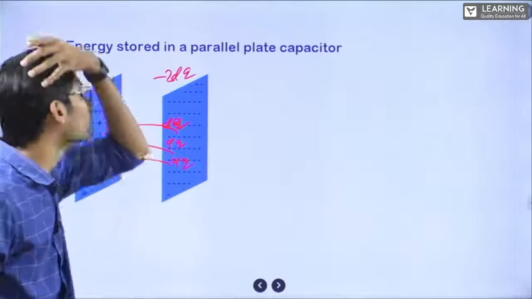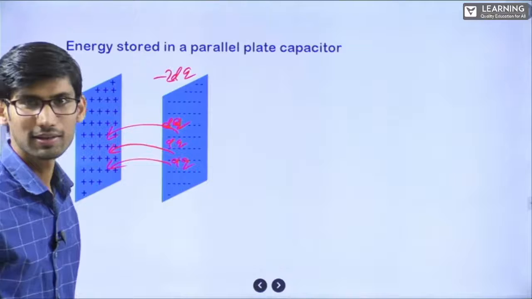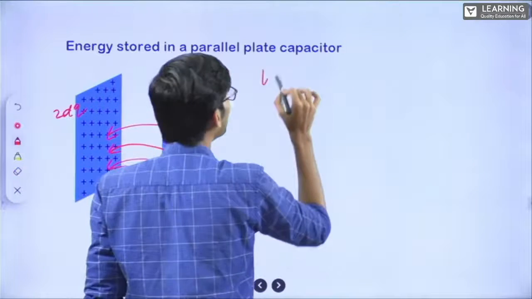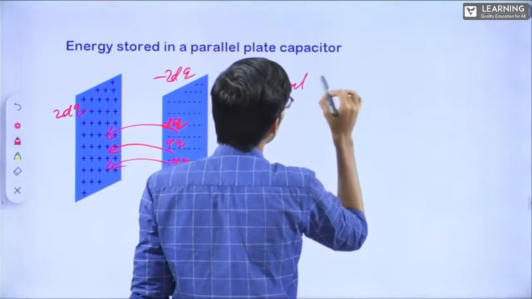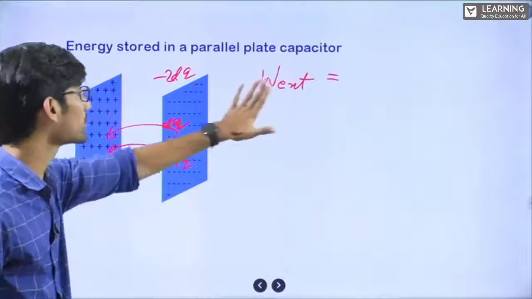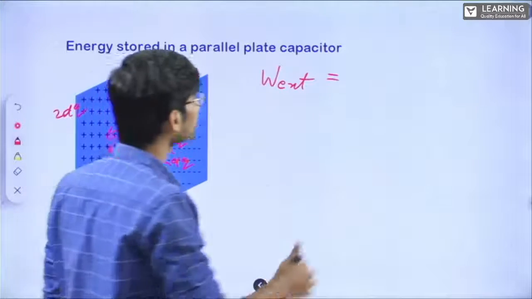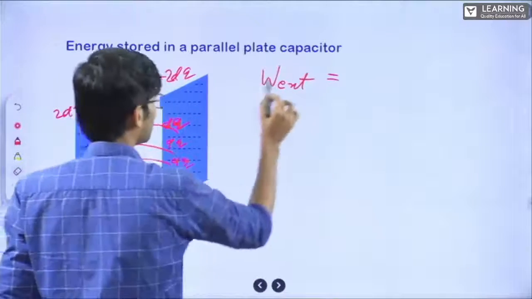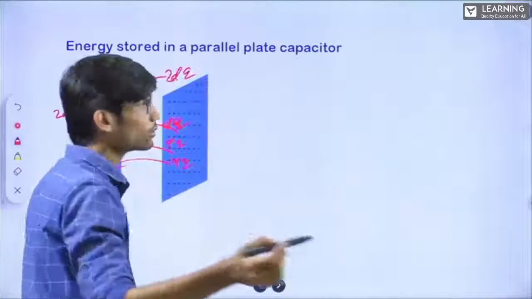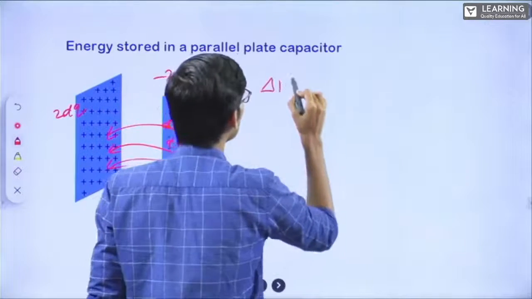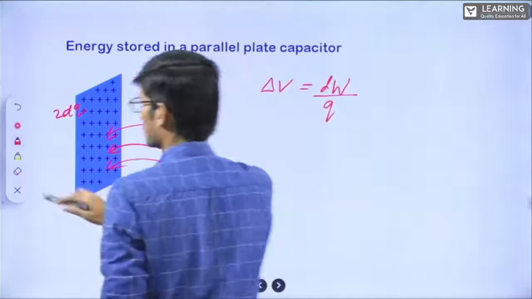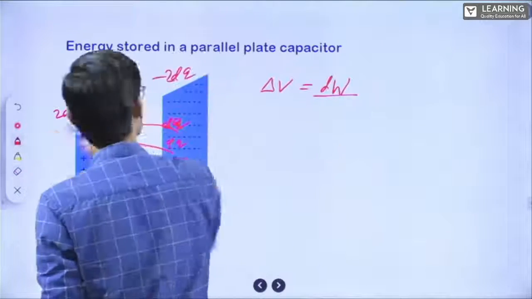So what we'll do? We'll integrate it, correct? Energy stored: first we'll find the work done by external agent in charging these plates. Work done by external agent in charging these plates is equal to, last session I told you delta V is equal to dw by dq, correct?